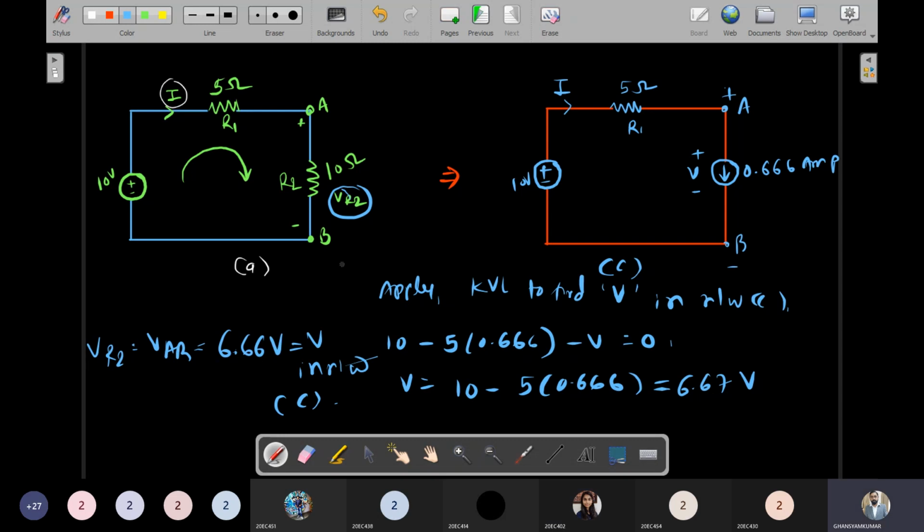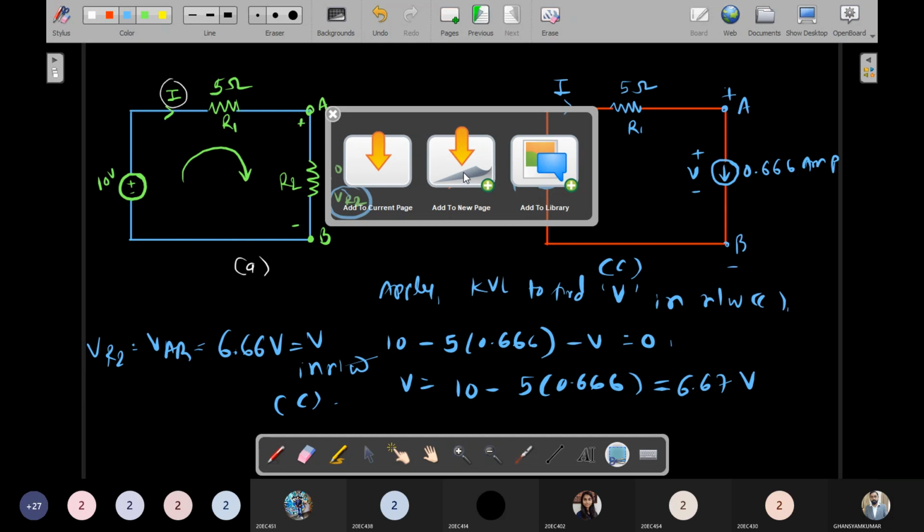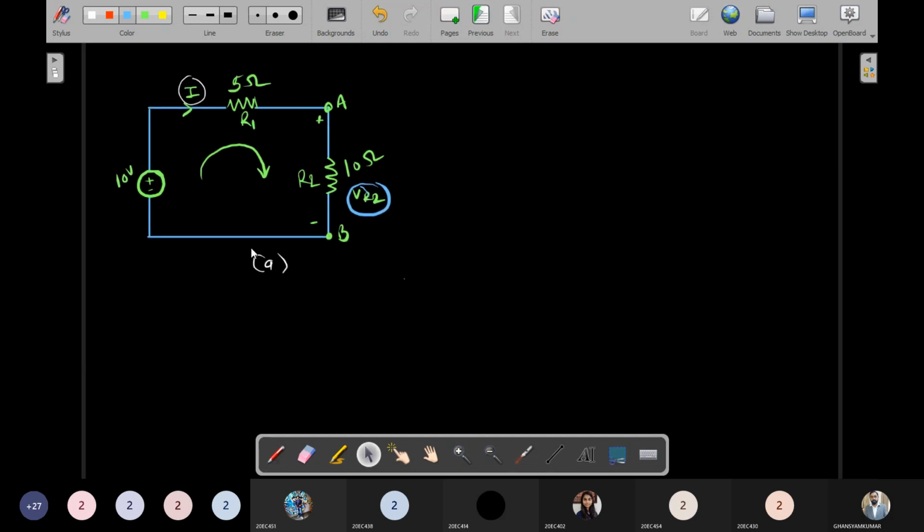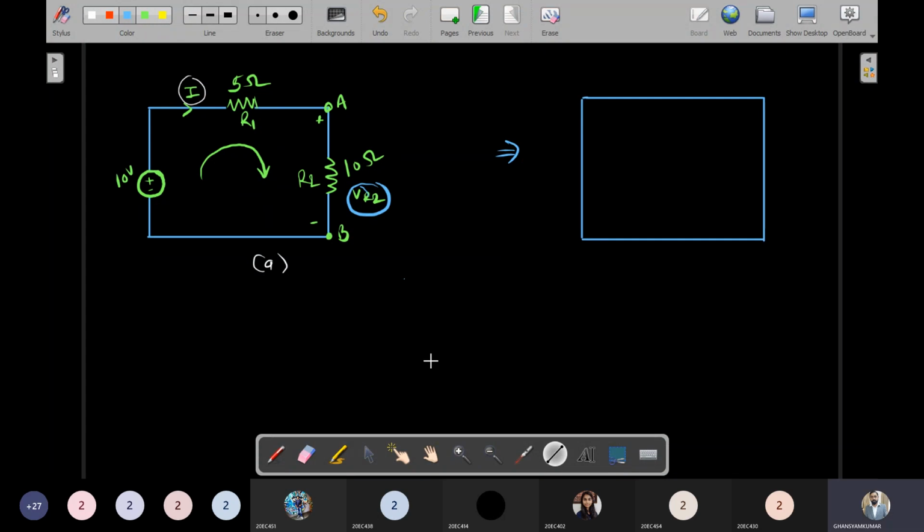Likewise, if I still go further for the same network, let me take this third one. I want to replace this AB branch by substitution theorem with some other elements. I cannot change the current flowing through that branch. I cannot change the voltage drop across that branch. I am considering AB branch. Now I am just changing the elements.